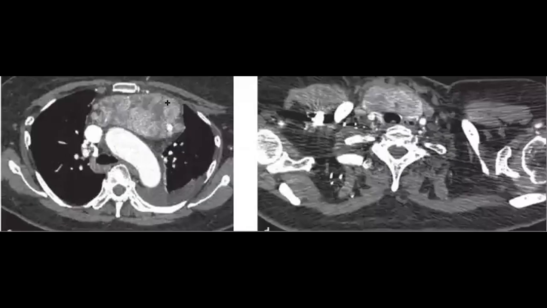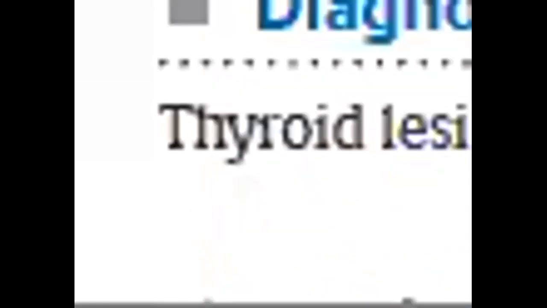And when you go, you will ask for CT, sure. And when you ask for CT, you will find that it is confluent with the thyroid. So it is a thyroid lesion. The upper border is not seen. Yes, thank you.